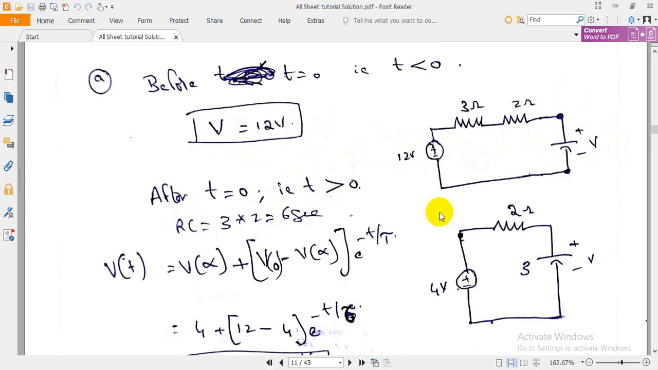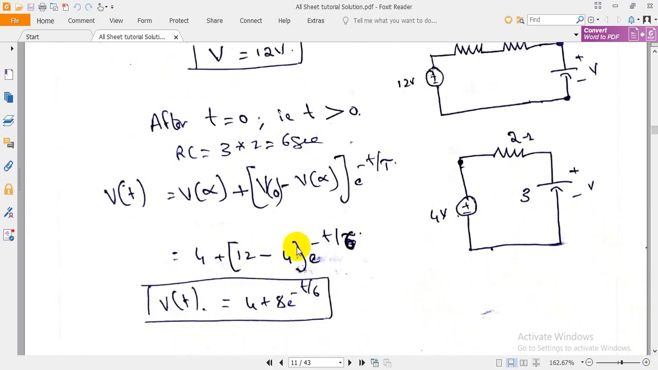When t is greater than 0, the circuit appears like this. The 4 volt source is connected to the circuit and 12 volt is disconnected, and we have RC. You can find the value of RC, the time constant tau, that is 3 into 2 equals 6, and you need to find the voltage here. What will be the voltage here? V of infinity, 4 volt, will appear at the capacitance after t equal to 0, t greater than 0.